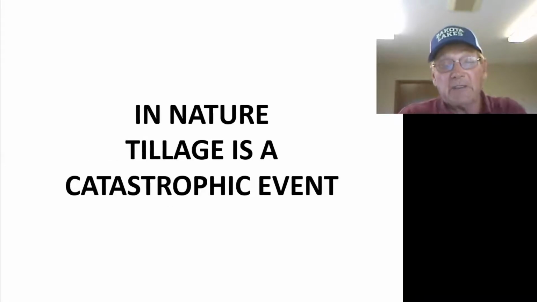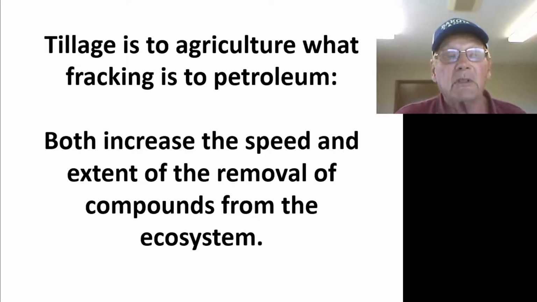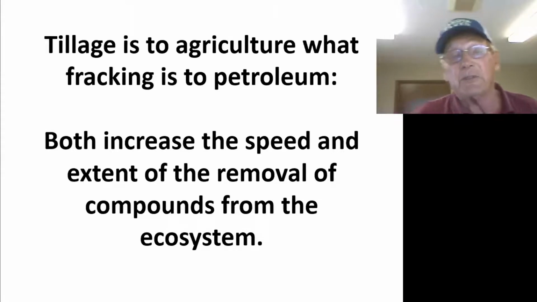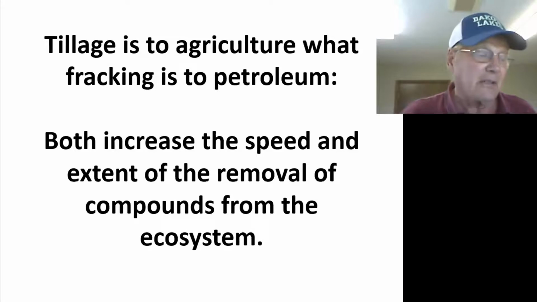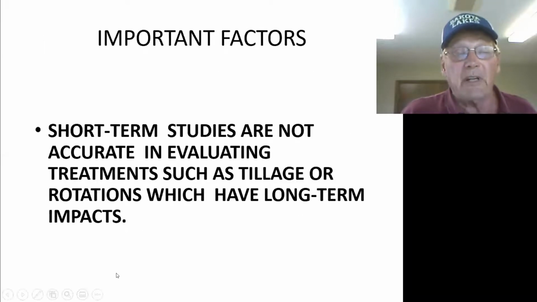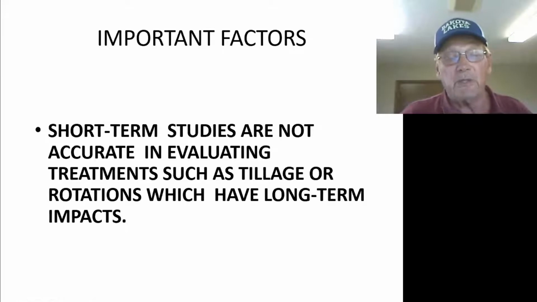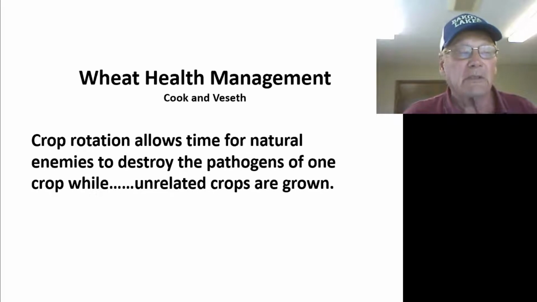In nature, tillage is a catastrophic event. It's one of those things that we really don't think that anybody should be using. Tillage is to agriculture what fracking is to petroleum. It does increase the speed of our ability to remove compounds from the ecosystem, but that's not what the goal of agriculture should be. That's a mining idea. So short-term studies are not accurate in terms of tillage and rotation, so we've decided we can't do everything. We haven't done a tillage comparison in over 30 years, but we've done lots of rotation studies.